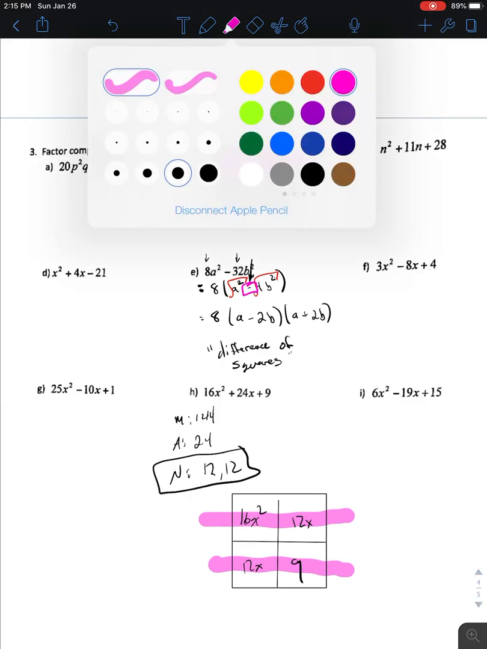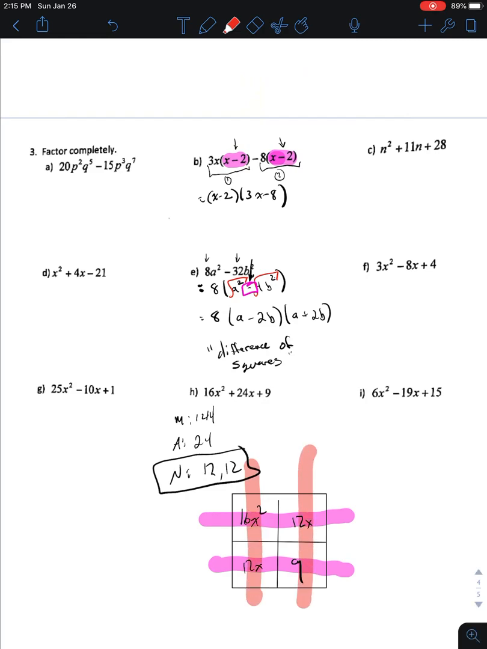And now your job is to read horizontally. You read horizontally and fill out the sides. You remember doing this? And then you can read vertically to fill in the top. So I see here, what's common between 12x and 9? 3. And what's common between 16x squared and 12x? 4x, because I see x squared and x between the terms. Right, so 4x.